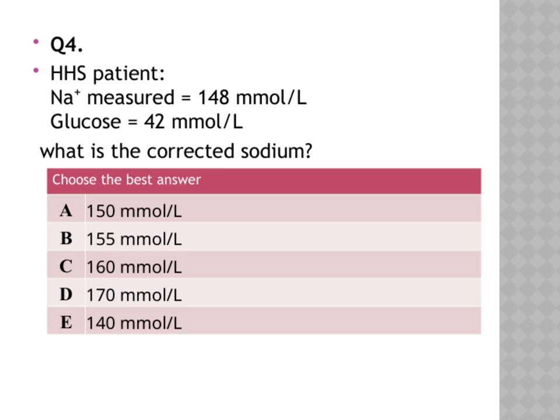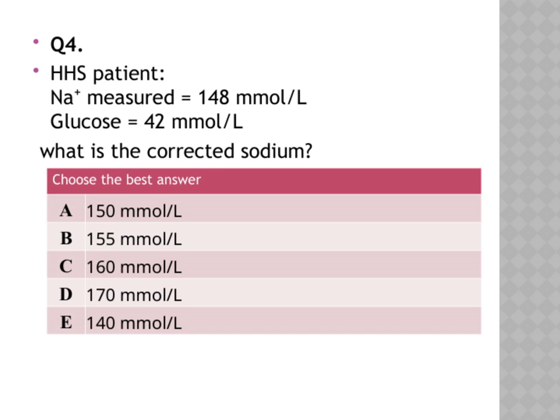This is where the concept of corrected sodium comes in. To get an accurate picture of the patient's sodium status, we need to adjust or correct the sodium level based on the glucose level. The correction factor is typically about 1.6 mmol per liter increase in sodium for every 5.6 mmol per liter increase in glucose over normal levels. But for simplicity, many clinicians use a correction factor of 2 mmol per liter sodium for every 5.6 mmol per liter glucose above normal. In this case, since glucose is 42 mmol per liter, which is significantly higher than normal, we need to calculate the correction.